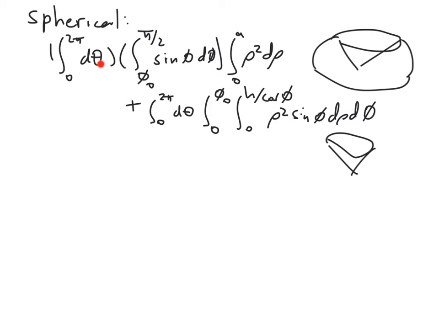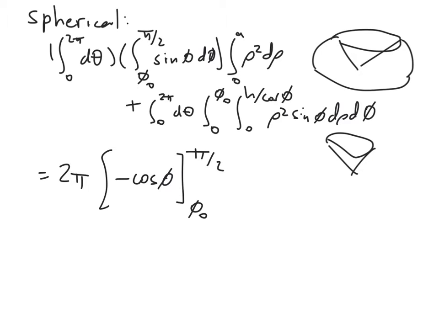This first integral is just going to give us this piece of a sphere, and we have 2 pi, and then the integral of sine phi is negative cosine phi, and that's going to be evaluated from phi naught, still need to figure that out, up to pi over 2, and then we'll have 1/3 a cubed coming from integrating the radius. That's good. That makes it pretty clear that we're getting a volume out of this.